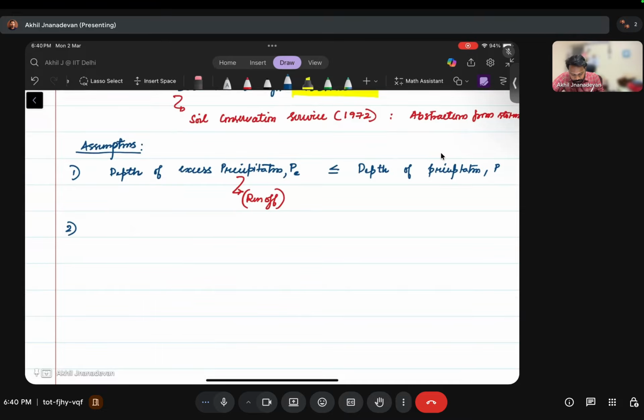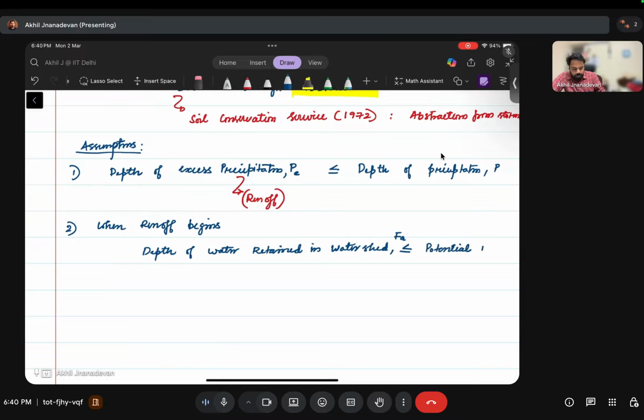And the second thing is, when runoff begins, the depth of water retained in the watershed or catchment, which we call FA, will be less than or equal to the potential maximum retention.